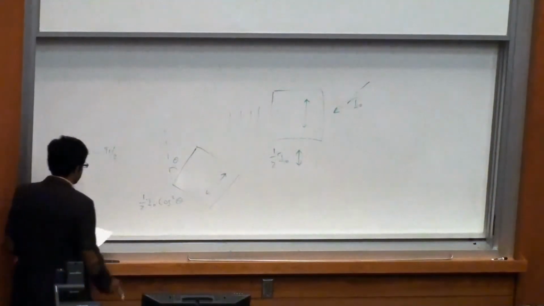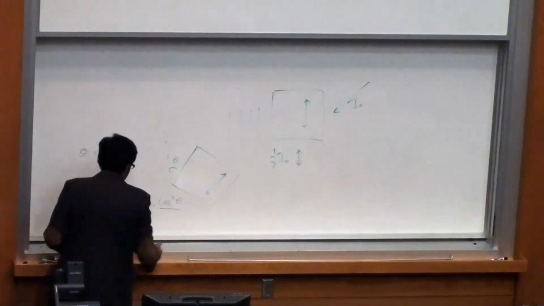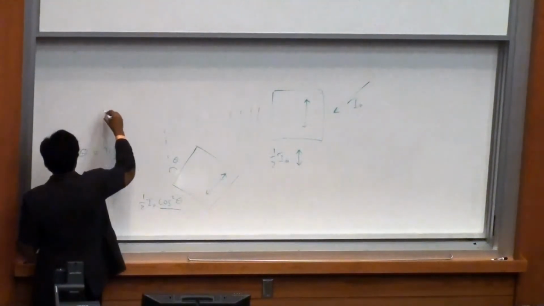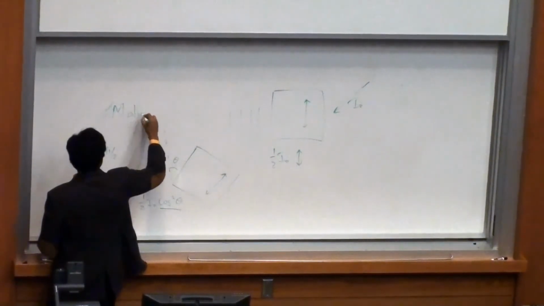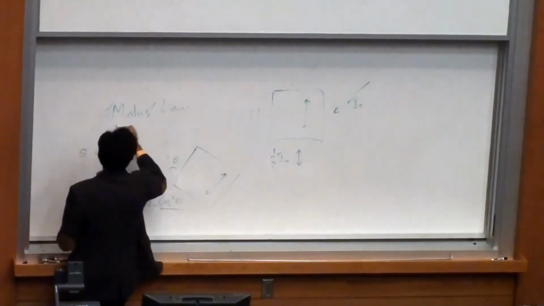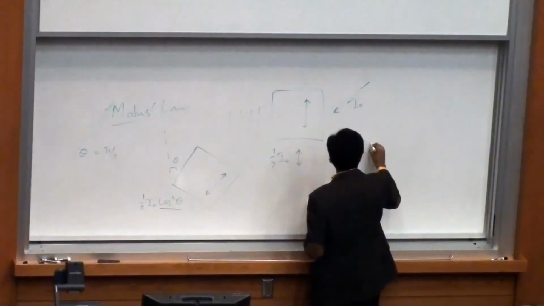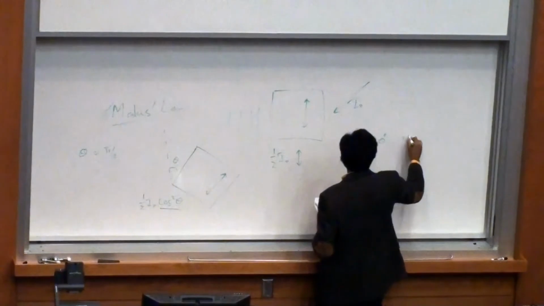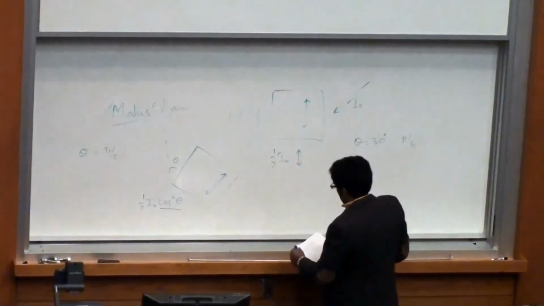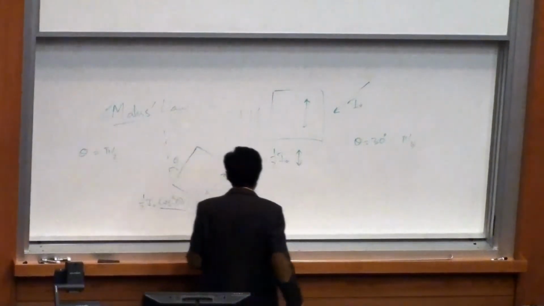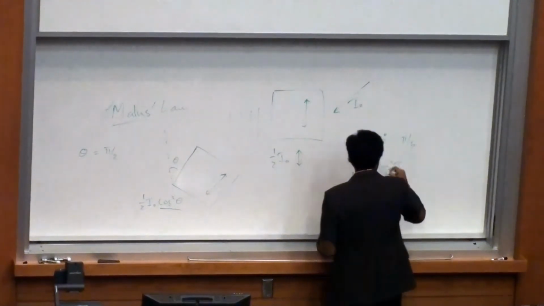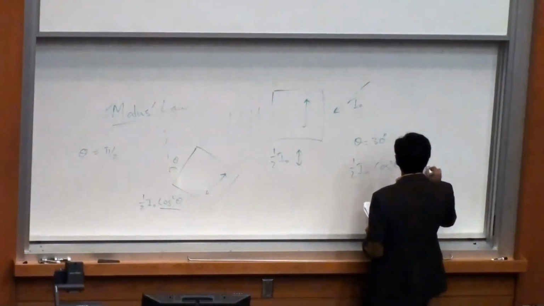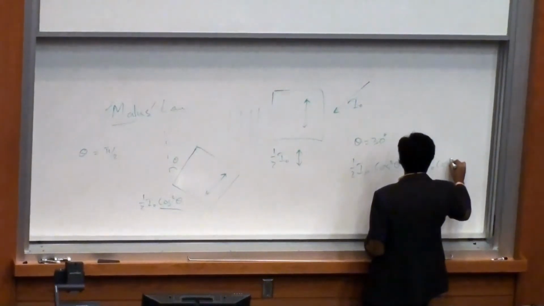So this law, whereby the intensity is reduced by a factor of cosine squared theta, is called Malus's law. M-A-L-U-S, Malus's law. So for example, if this theta were 30 degrees or pi/6, the intensity after the second polarizing filter would be 1/2 I naught cosine squared theta. So I get 1/2 I naught cosine squared of pi/6.